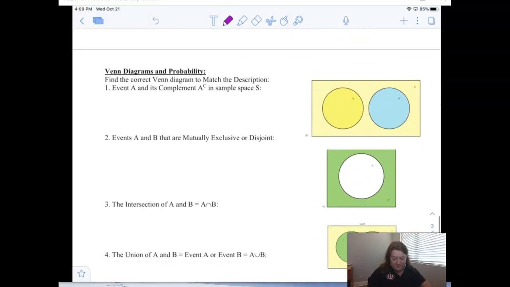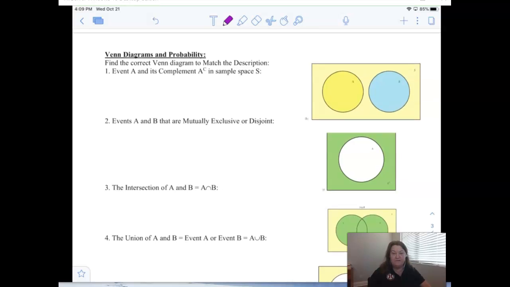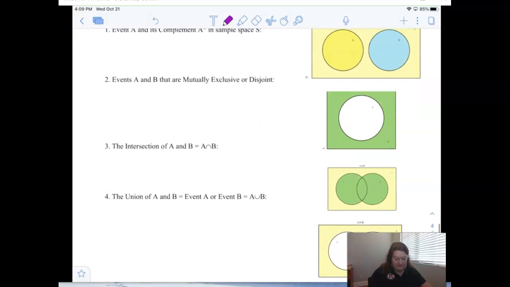All right, in our next section, we're just going to do a little bit of matching and see if we can figure out which picture is which using the Venn diagram types of notation, the set notation. So the first one says event A and its complement, the complement of A in sample space S. So we want A and not A in a sample space. A and not A. That would be only this one, the only one that has one circle called A.